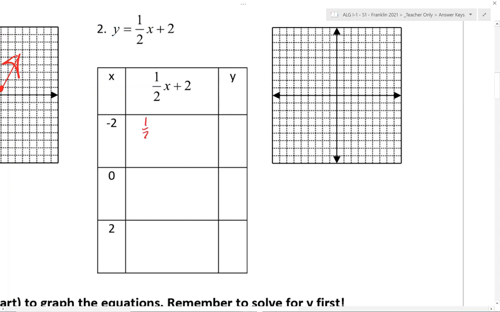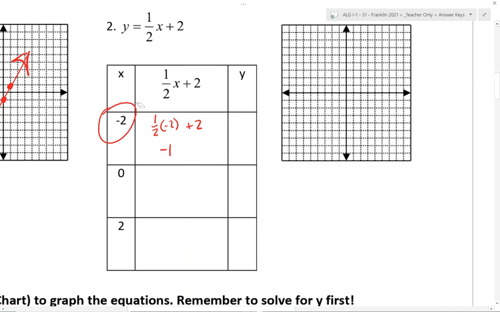So we've got 1/2 times -2 plus 2. Well, half of -2 is -1, and that's why we're using these even numbers, because 2 divided by 2 is 1, and if we were using 1, we would get a fraction.